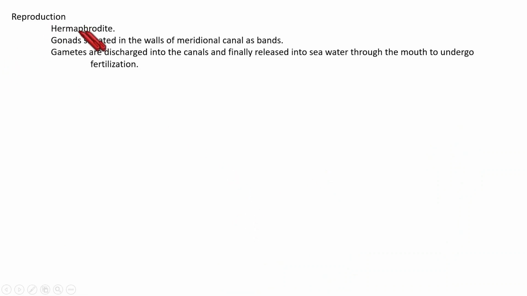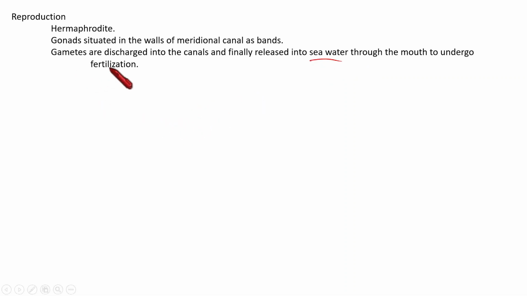The reproduction, I already told you that it is a hermaphrodite, and the gonads are situated in the walls of the meridional canals that run parallel to the comb rows. And at the time of reproduction, the gametes, sperms or eggs, are discharged into the canals that spread from the stomach. To those canals the gametes are discharged, and then finally the gametes are released into the seawater through its mouth.